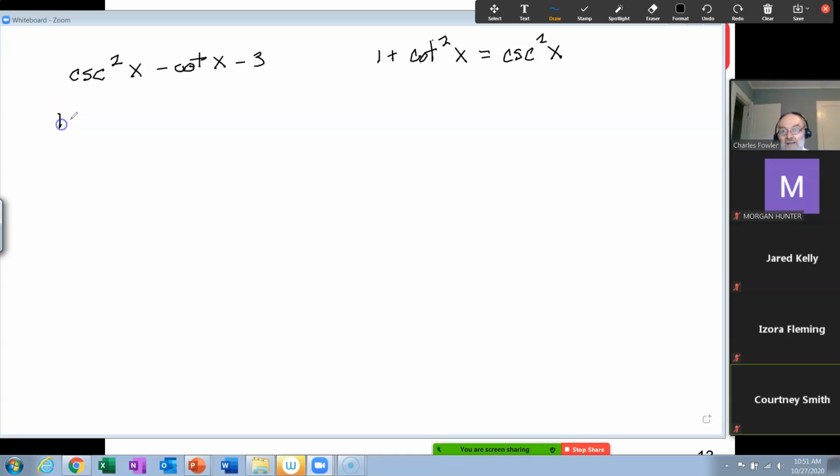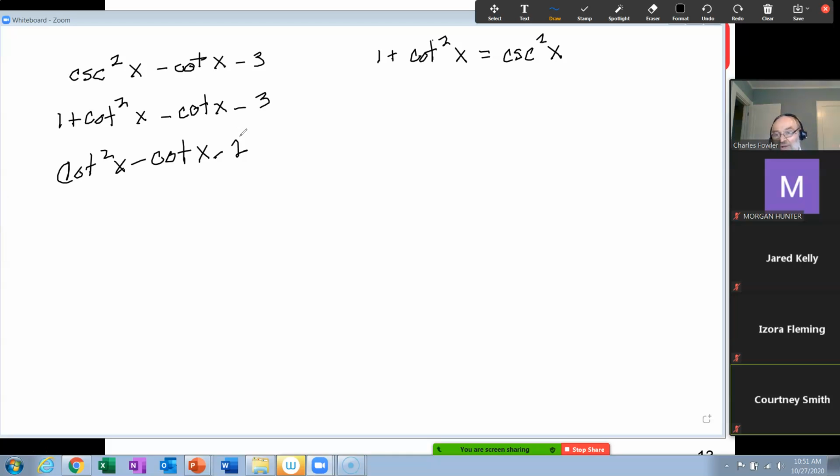So this will be 1 plus cotangent squared x minus cotangent x minus 3. Okay, combine like terms, and that gives you cotangent squared x minus cotangent x, and then 1 minus 3 is a negative 2. Now if you wanted to go back and do a u substitution or something like that, you could. But I think it's just as easy just to treat this as a function. That would be cotangent x times, you're unfoiling, cotangent x.